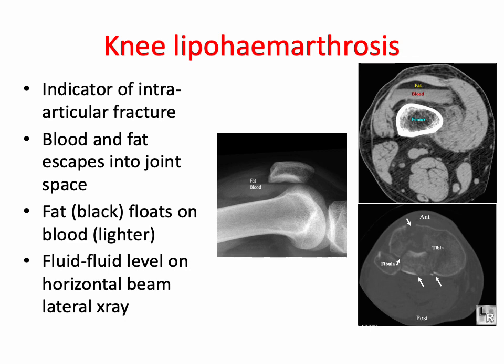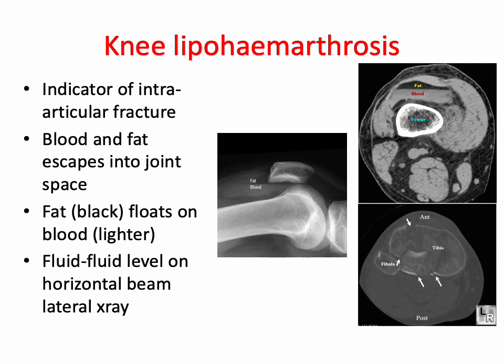A lipohaemarthrosis is seen in multiple joints, but more often in the knee, and it's an indicator of an intra-articular fracture. It's where blood and fat escapes into the joint, and fat, which is lighter or less dense than blood, floats on top of blood. So we have a fluid level that we see. So in this suprapatellar joint effusion, we've got a fluid level with the less dense fat sitting on top of the more dense blood.